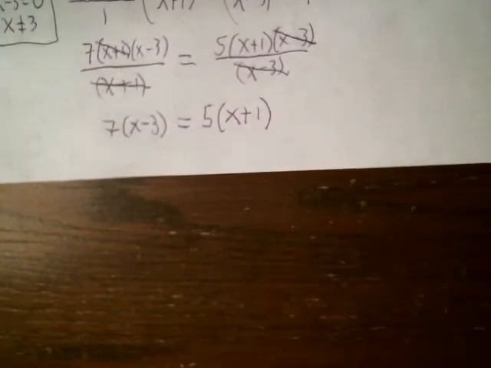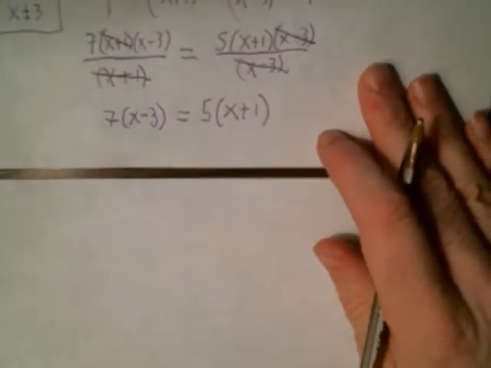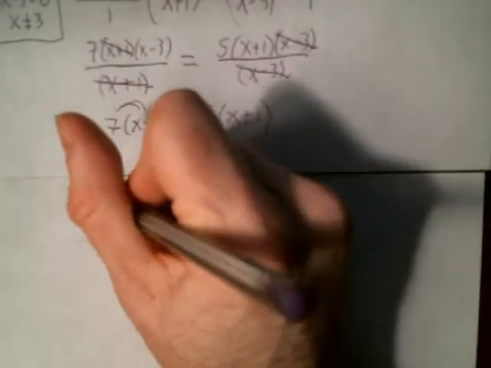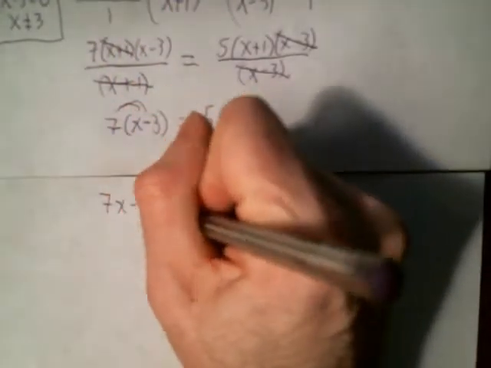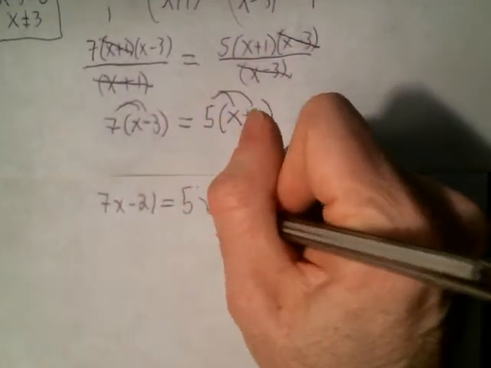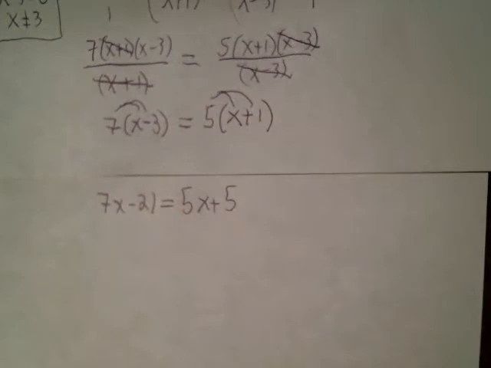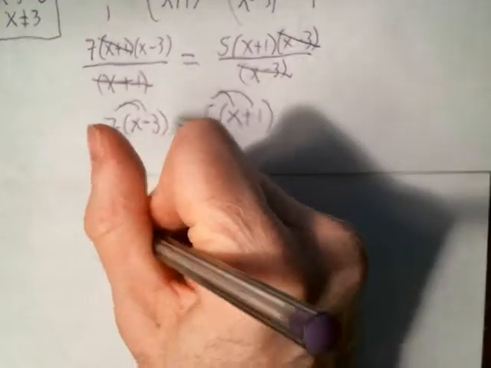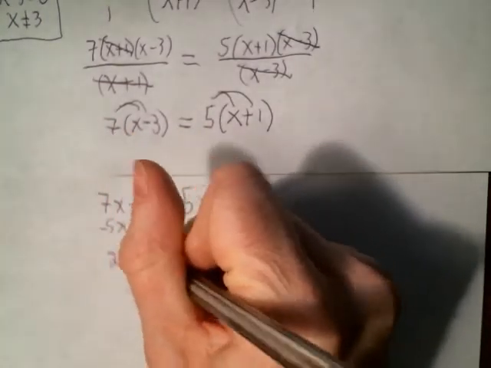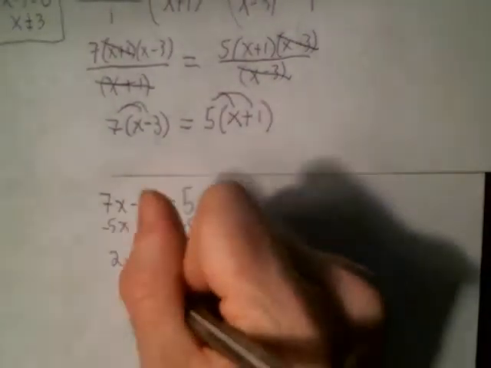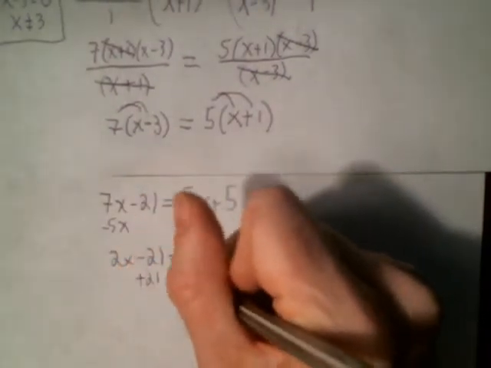Okay, so from that point, you want to simplify both sides, so I need to distribute. So I have 7x minus 21. On the right-hand side, I'll have 5x plus 5. Collect all the variables on one side, get all the constants on the other.